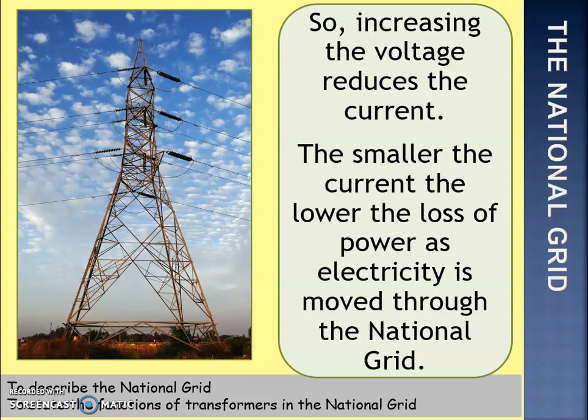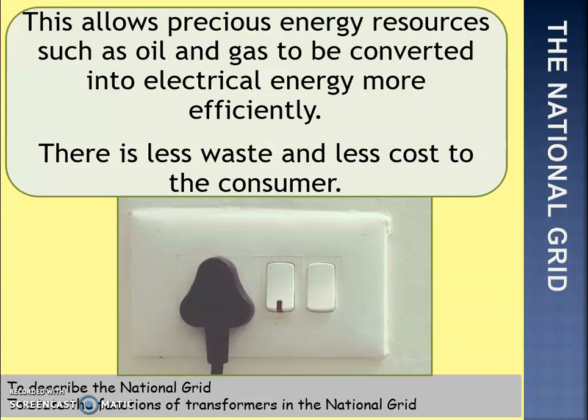To ensure we don't lose power, we put the voltage as high as possible so that we don't lose energy through heat, so the power remains as high as possible. This allows precious energy resources like oil and gas to be converted much more efficiently into electrical energy. There's much less waste and much less cost to the consumer.